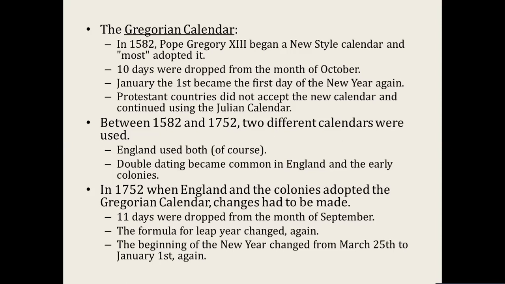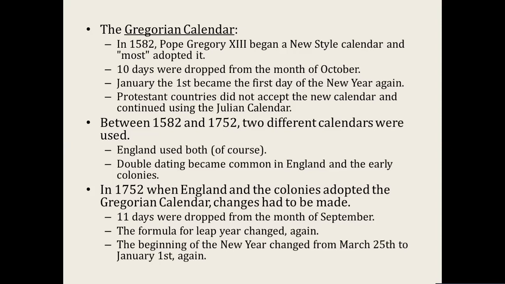So England, because they like to be difficult sometimes, used both of them because you had different rulers who were going back and forth between being Catholic and Protestant. So their calendars changed a good bit. Therefore, double dating became common in England and in the early colonies. So in some of these early records in the 1600s and early 1700s, you might find two different dates written on the same document.